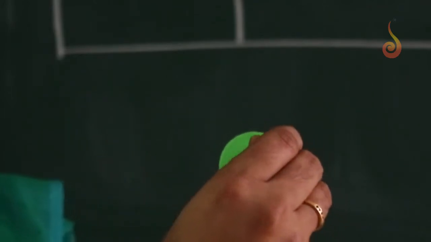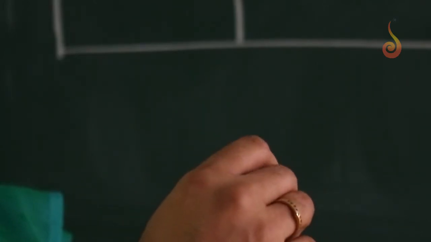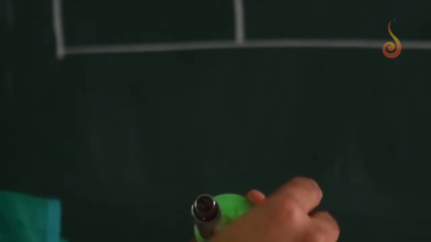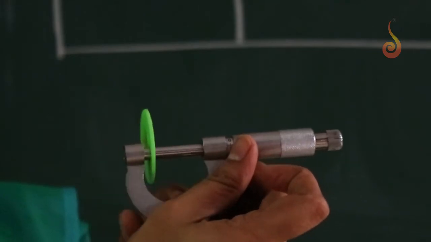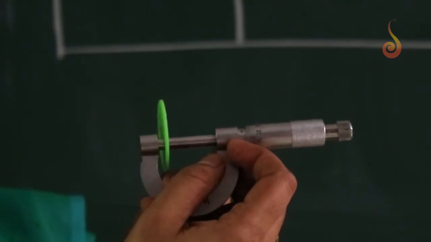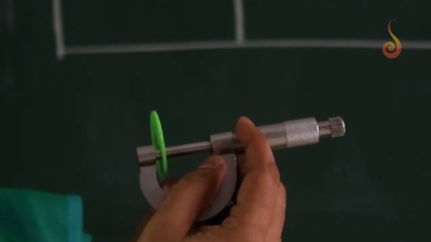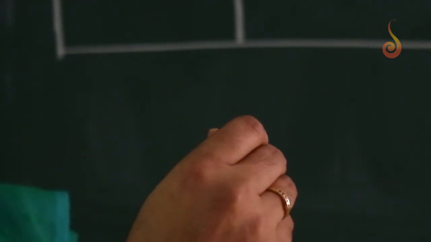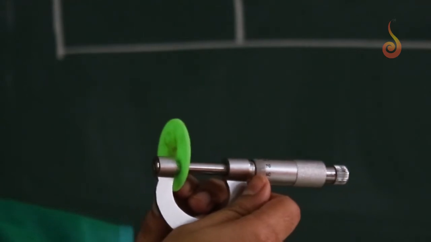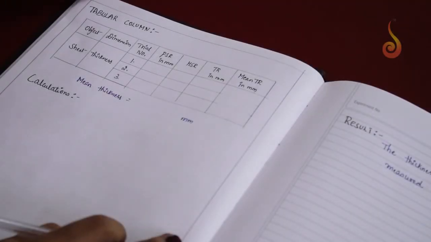Then we need to take two more trials for the same sheet by changing the positions. Here I am going to fix the sheet. Then again we need to find the pitch scale reading as well as the head scale reading. For any trial, the pitch scale reading should be the same. Let us tabulate the values.